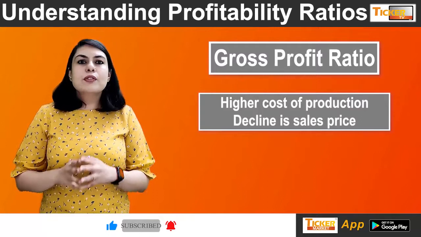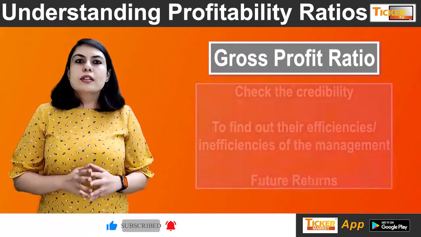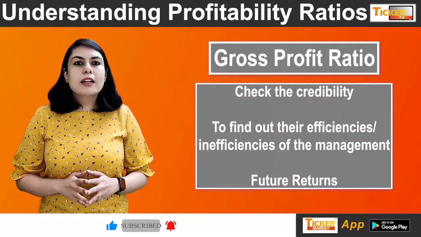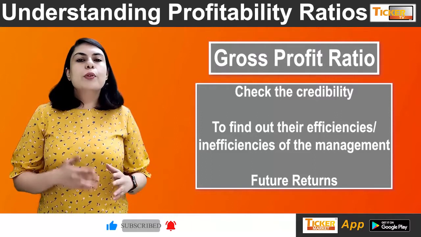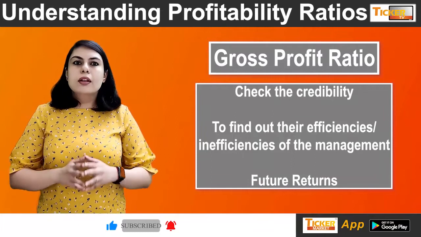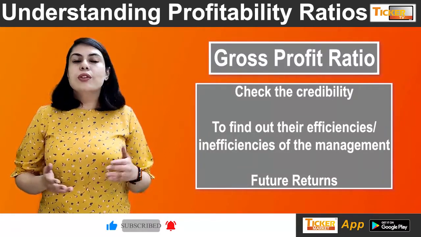The following are some of the uses of gross profit margin. First, the lenders use this to check the credibility of the business. Second, the management can find out their efficiencies or inefficiencies so that they can improve upon the inefficient areas and capitalize on the efficient ones. Third, the owners will have an idea about the returns they are going to receive on their capital.